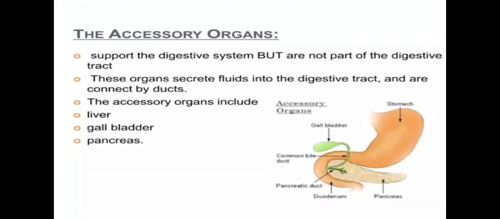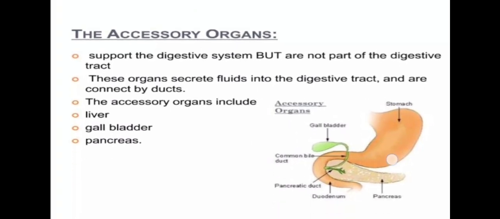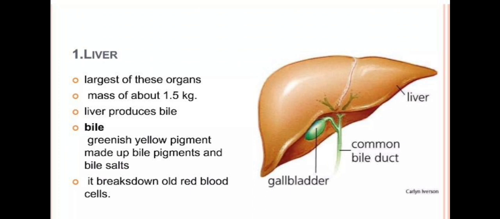Accessory organs are liver, gallbladder and pancreas. Liver, the largest of the organs, has a mass of about 1.5 kg. The liver produces bile, a greenish yellow fluid made up of bile pigments and bile salts. It breaks down the old red blood cells.